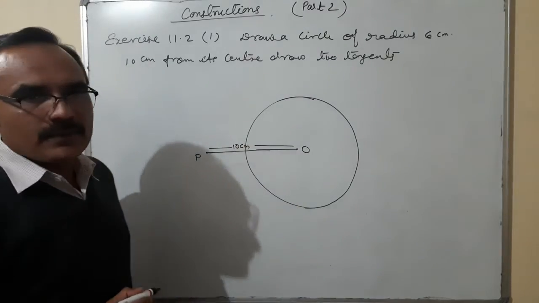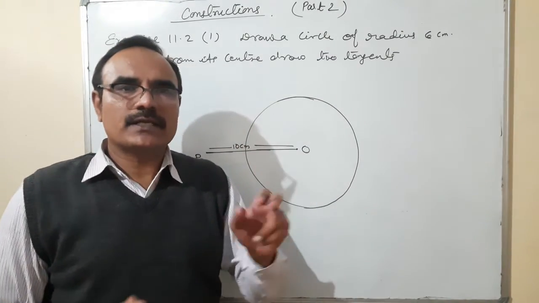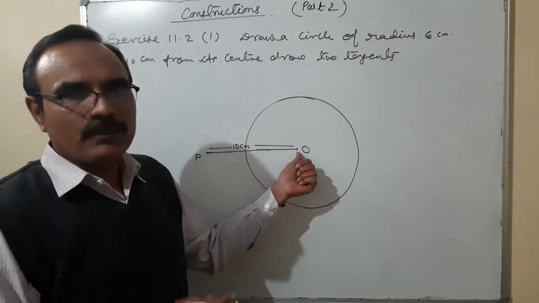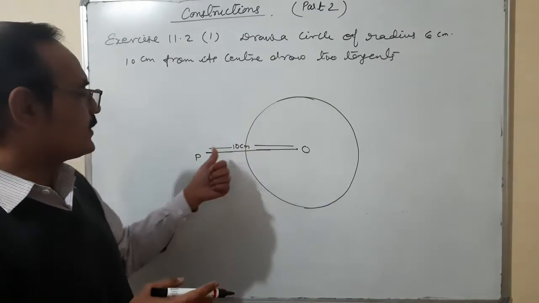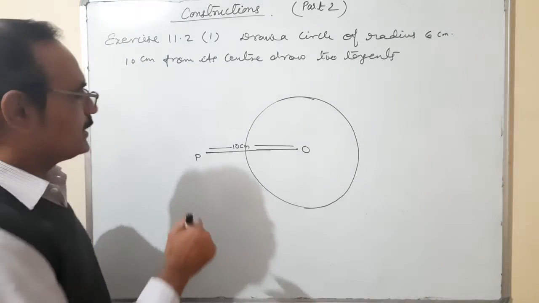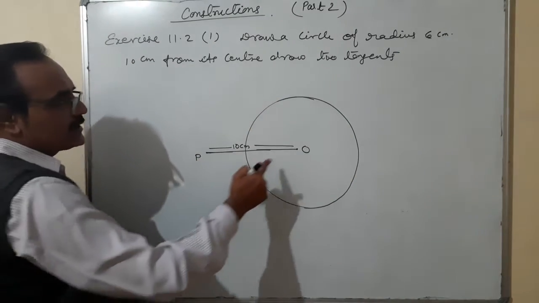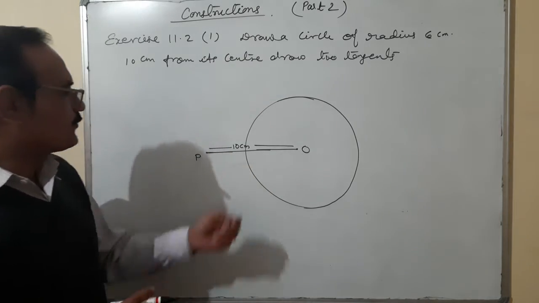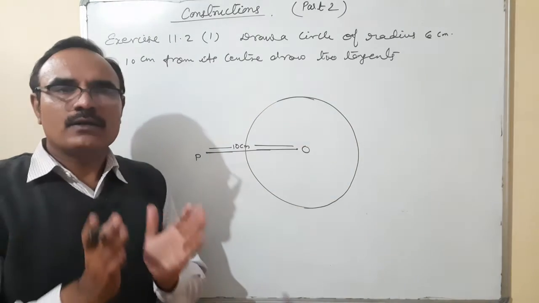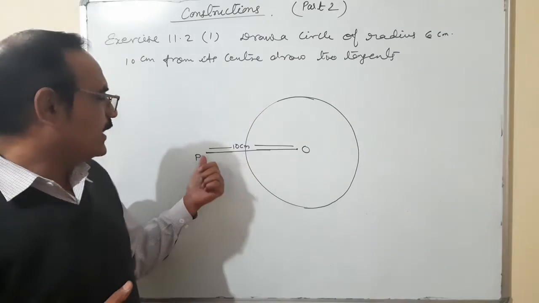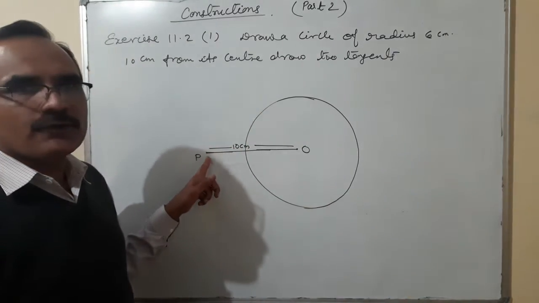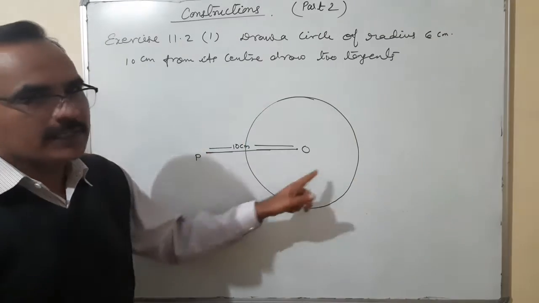What have we done yet? First of all, we have drawn a circle of 6 centimeter. After that, from center O, place a ruler and 10 centimeter away from it, mark a point. Let the point be P. So the distance from O to P is equal to 10 centimeter. The question is, from this point we have to draw two tangents. By the way, from an external point, we can draw only two tangents to that circle.